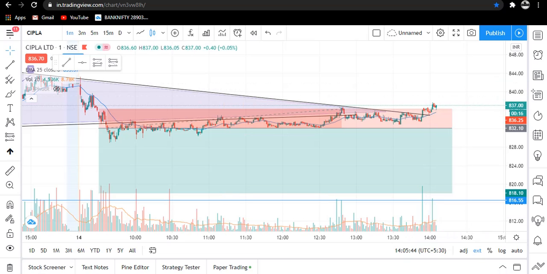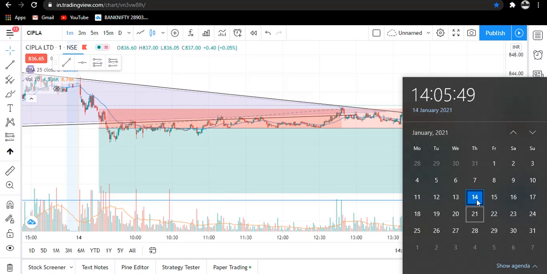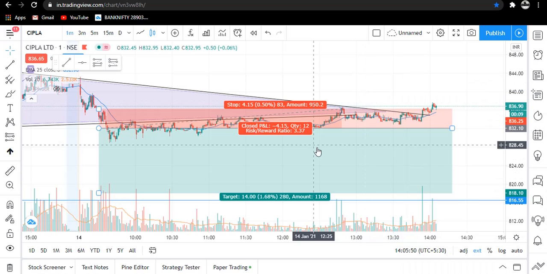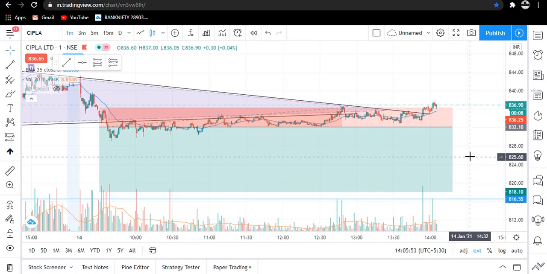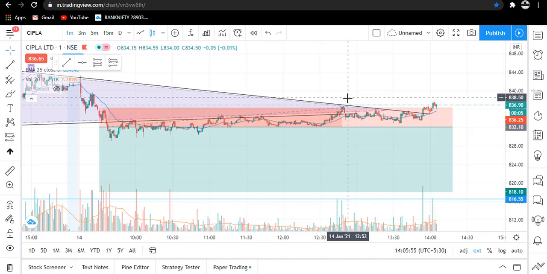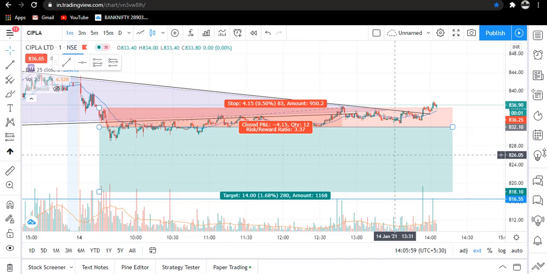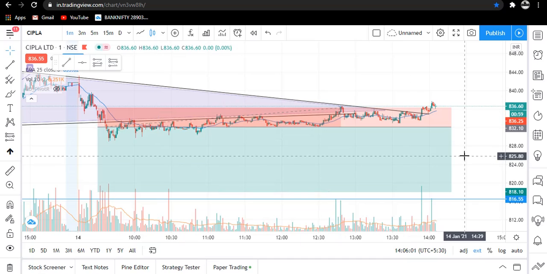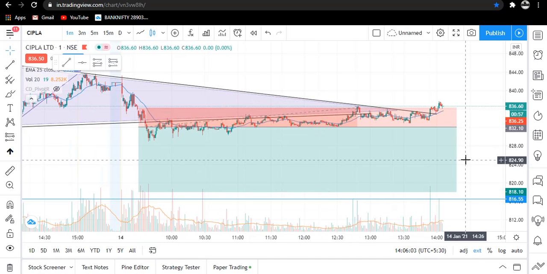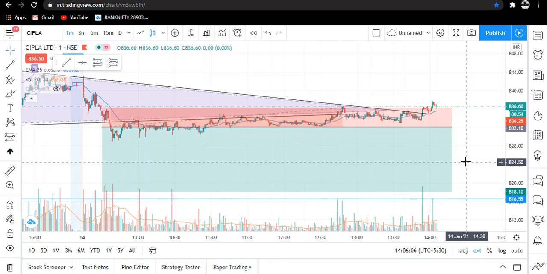So traders, now it's 2:05 pm, you can see, and our stop loss got triggered, and you can see here today the market was totally sideways. You can see here traders. Okay traders, so no problem, a very small loss we have to accept sometimes, no problem at all.